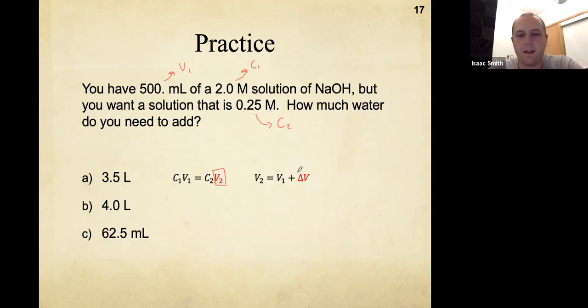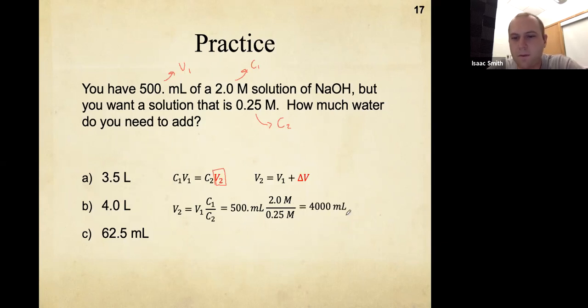Okay, and we'll talk about this in a sec, but let's solve for V2. We have the initial concentration divided by the final concentration, and this is just rearranging the dilution equation, multiplied by the initial volume, and we get 4,000 milliliters. That's our final volume. You may have been tempted to select 4 liters.